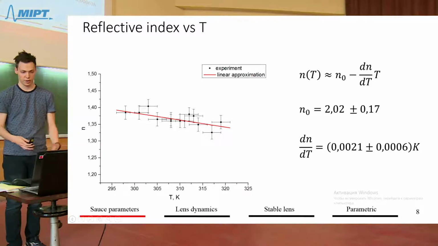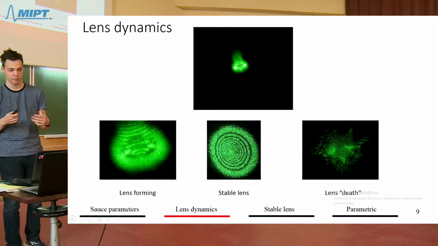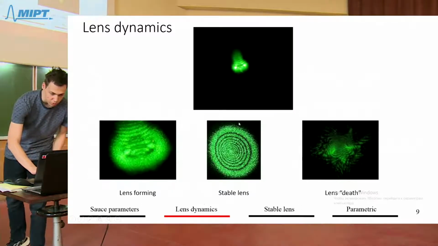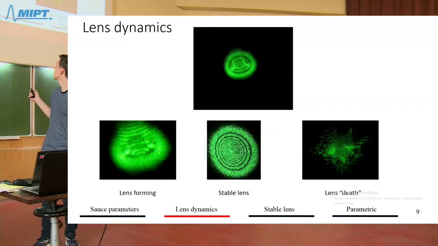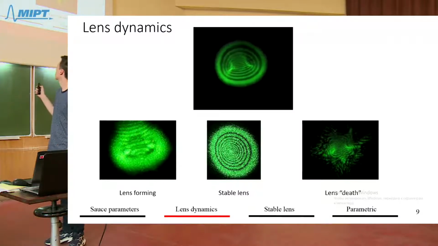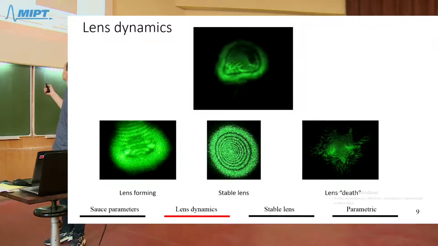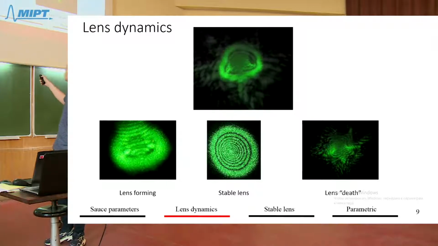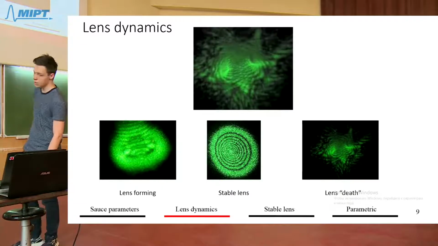Which can be approximated as a line. Along with heat, we may go up and see what happens when we turn on the laser. So as you can see in this picture, in this video, first the lens grows. After it reaches its maximum radius, it starts dying. And convection flows can be easily visualized around it.